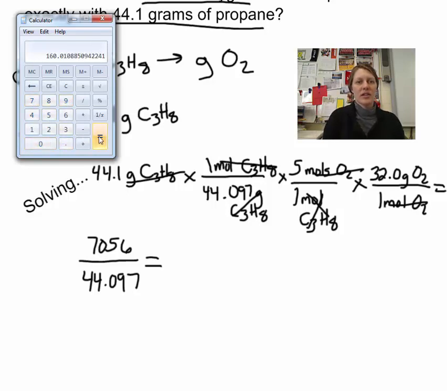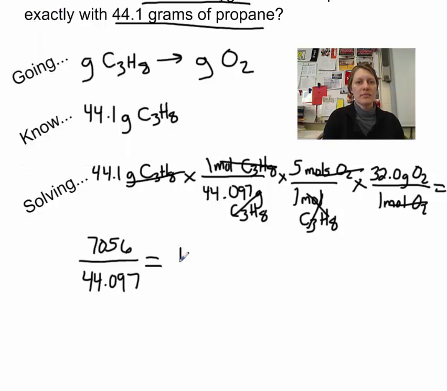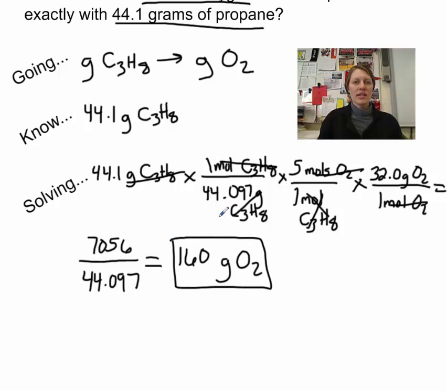So my final answer here is 160, and that's going to be grams of oxygen, because that's the only units that I'm left with. So crossing out my units as I went, using molar mass and molar ratio, I was able to go from grams of propane to grams of oxygen.